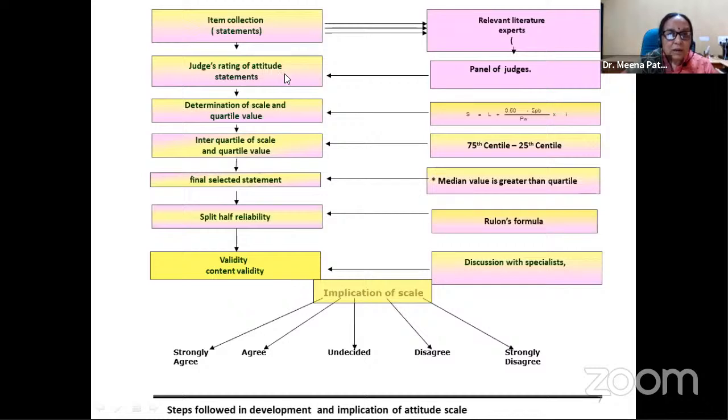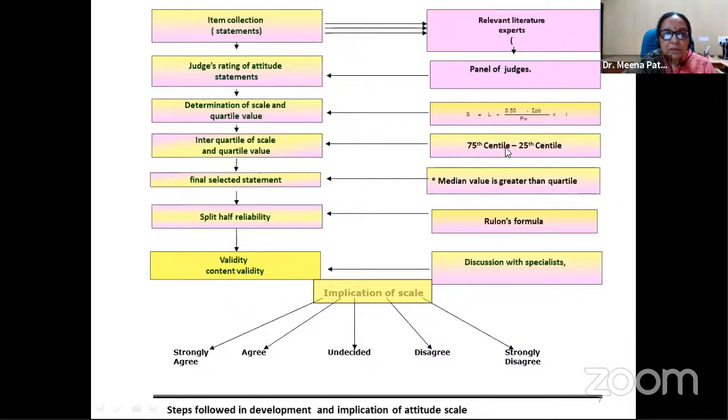Then, based on their judgment, the scale value and quartile value are determined with the help of a formula. Here the scale value, S, is equal to the lower limit of the scale where the median falls, plus 0.50 as the median, minus the sum of proportions below the interval in which the median falls, divided by the proportion within the interval in which the median falls, multiplied by 1. 1 is the interval between the continuum. That's why it is common for all the statements.